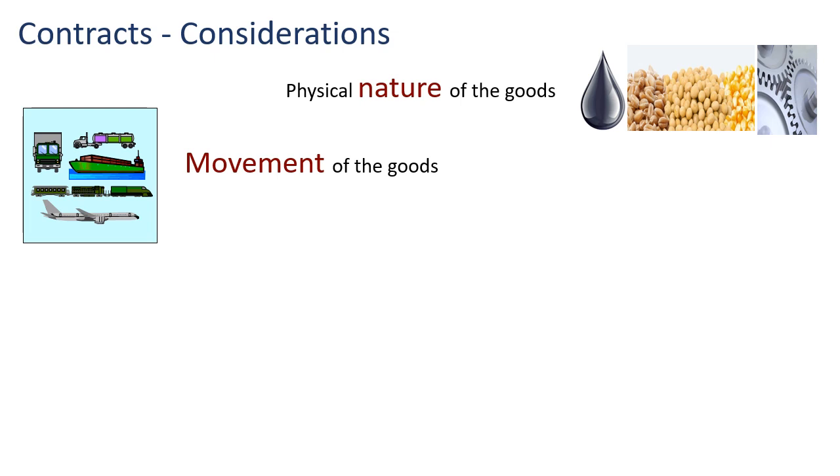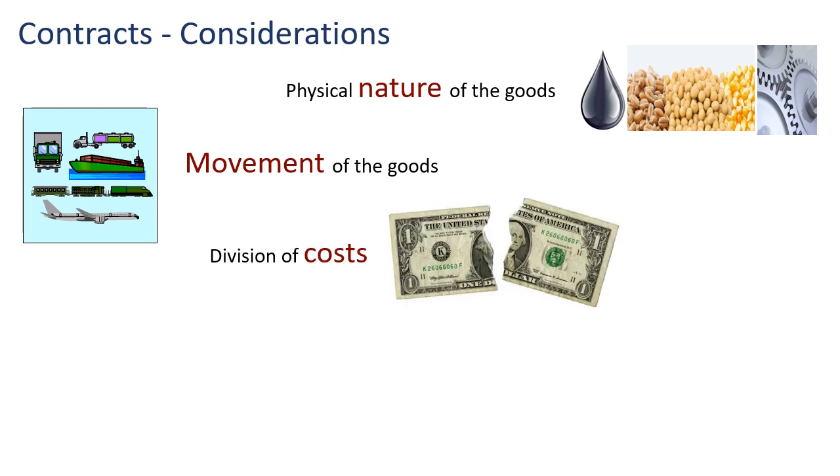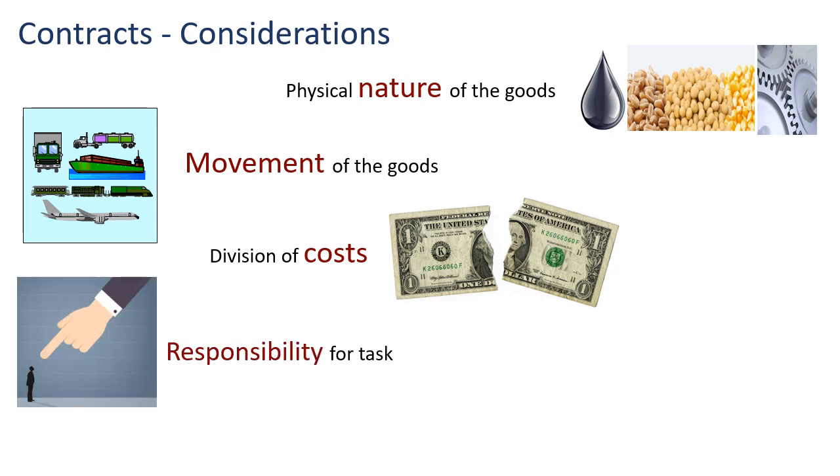Second is how the goods are moved. What are the different modes of transport which are used? Is it going to be a single mode of transport? Is it going to be multiple modes of transport? Then, the division of costs between the parties involved. So here, if you're taking the sales contract as an example, you've got two parties there. What are the costs which the seller is going to bear and what are the costs which the buyer is going to bear? This is something which has to be explicitly mentioned in the contract.